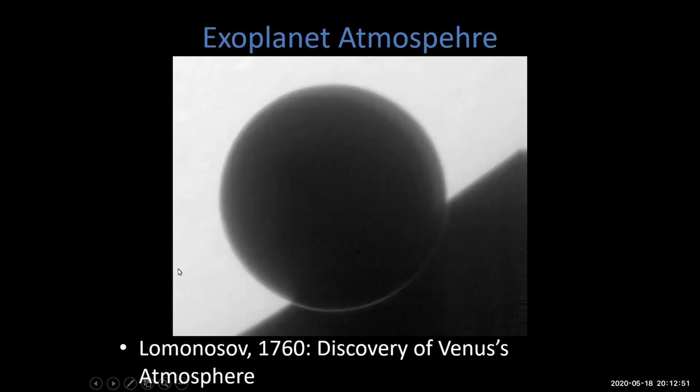Some of these planets that transit their star even allow us to see their atmospheres. So in this picture here is a transit of Venus, but you can see Venus's atmosphere in the bottom right lit up by the sun.